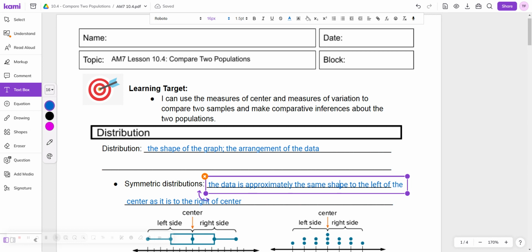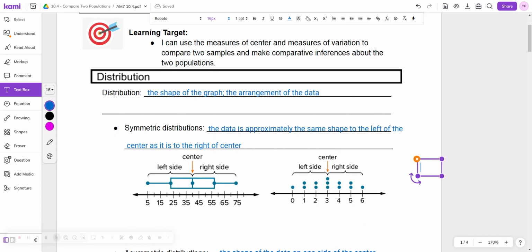First thing we need to do is really talk about what distribution is. Well, distribution is basically the shape of the graph. In other words, the overall arrangement of the data, how the data looks. In our particular case, we're going to talk about two different types of distributions: the symmetric distribution and the asymmetric distribution. Starting with the symmetric distribution. The symmetric distribution is when the data is approximately the same shape to the left of the center as it is to the right of center.